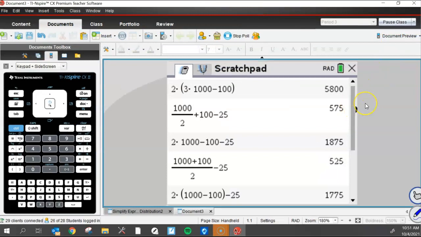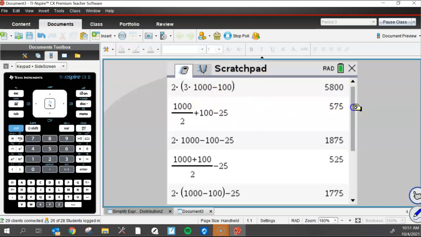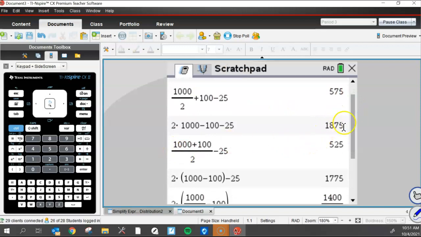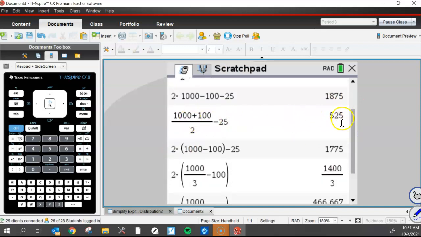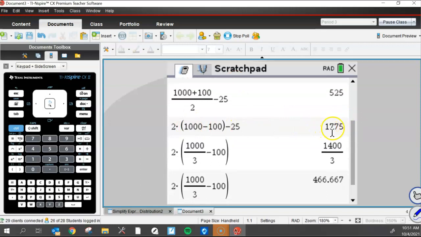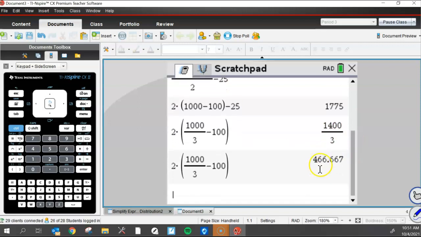Here's how I answered this question. I simply took each expression, put it in my calculator, substituted the M for 1,000. That's what it means to evaluate. Here is player A, 5,800. Player B, 575. Player C, 1,875. Player D, 525. Player E, 1,775. Player F, it gave me this fraction, so I had to force it to a decimal, 466 and 67 cents.